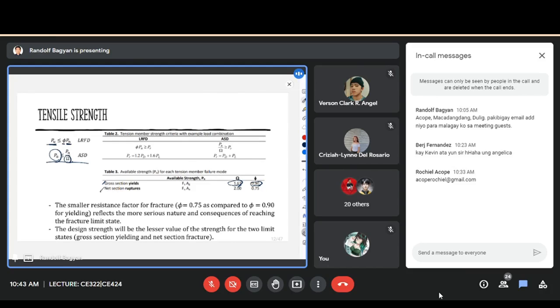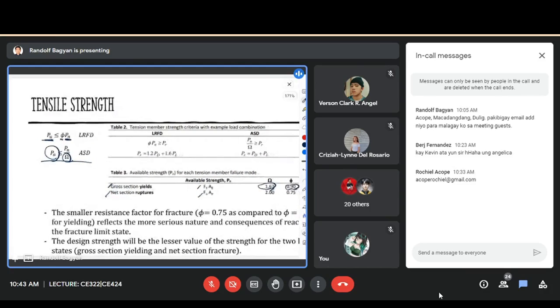Pagdating sa net section rupture, okay, ito yung formula natin dyan, no? Fy AG for gross section yielding and FU AE.